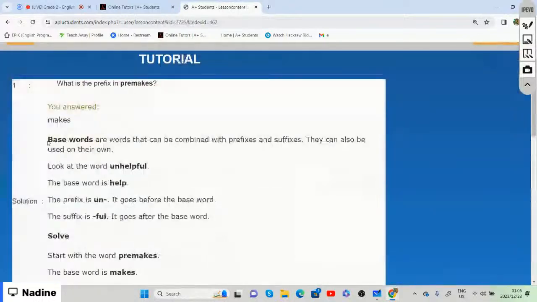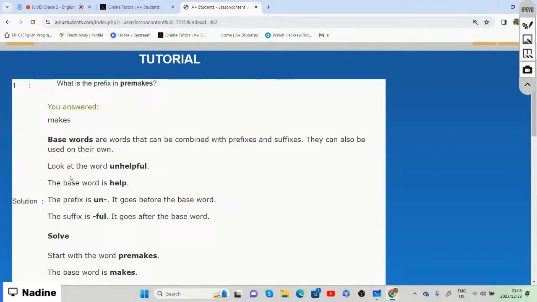So basically, base words are words that can be combined with prefixes and suffixes, and they can also be used on their own. That is a base word. You can either create another word by adding the prefix, or you can create another word by adding the suffix, right? Or a base word can stand on its own. You can use it on its own, and it will have its own specific meaning.